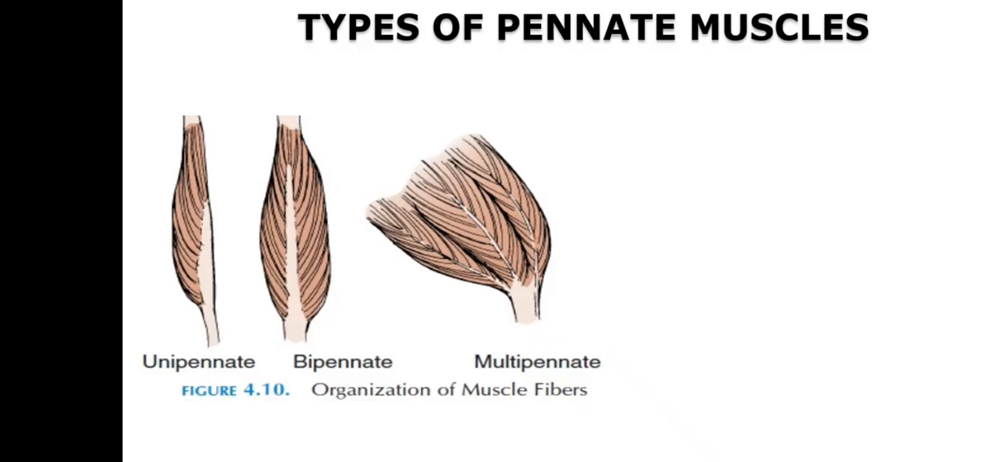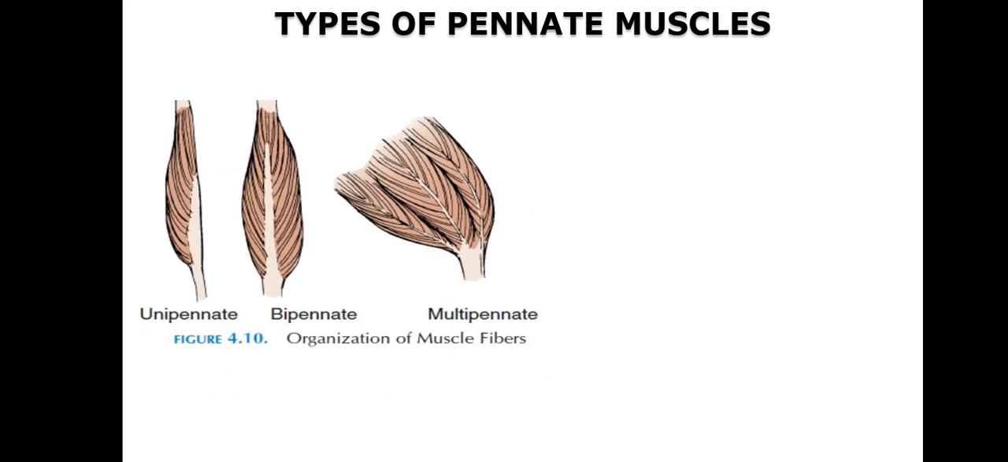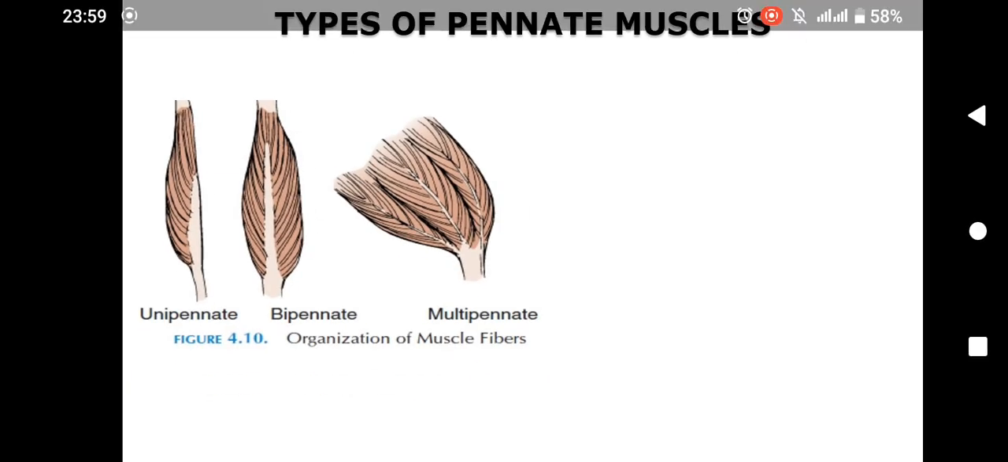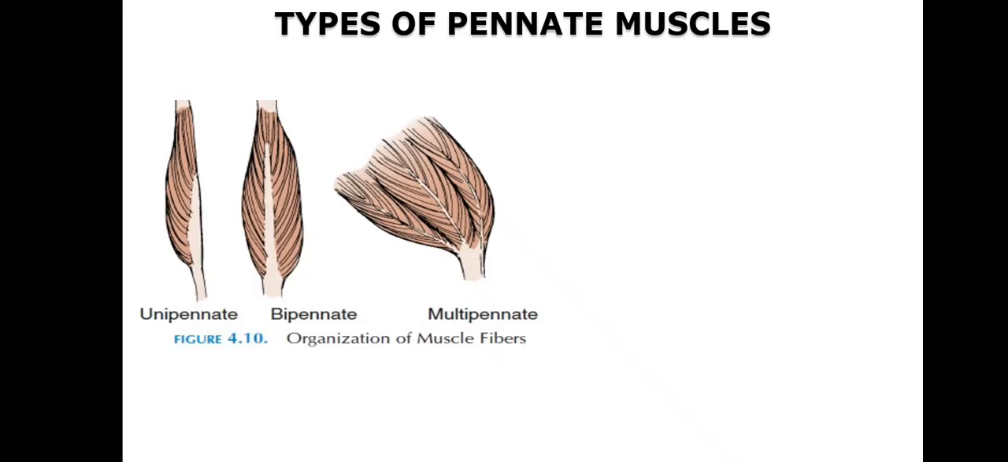So that is it. Summary: unipennate, one tendon attached to muscle only on one side. Bipennate, one tendon, with muscles attached to both sides of the tendon. Multipennate, you've got a lot of tendons, and all of them are attached to what? To muscles. That's basically the concept of the pennate muscles. So in an exam, they'll bring diagrams and ask, is this multipennate, is this unipennate, is this bipennate? You must be able to tell the difference.